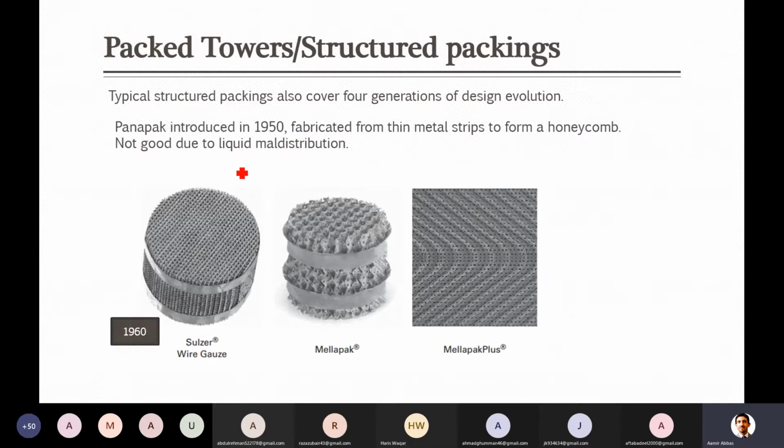But after that, in 1960, something was developed called Sealzer. I think this is the company again, and the wire gauze. The same one which was initially introduced was modified somehow, and instead of a honeycomb structure, they were packed in some other structured way, and these packings were introduced. They are totally made up of wires which are meshed together.